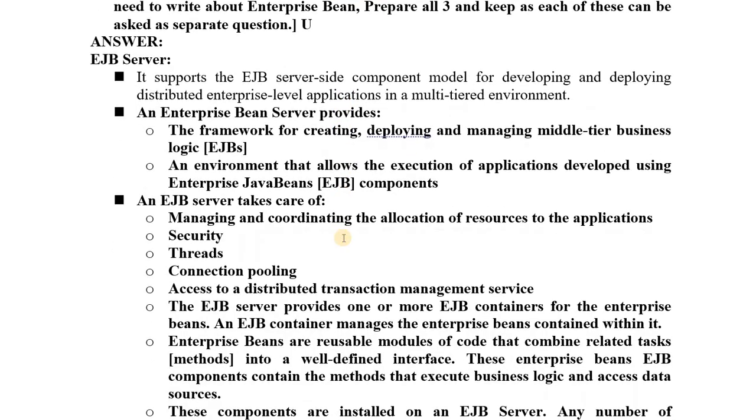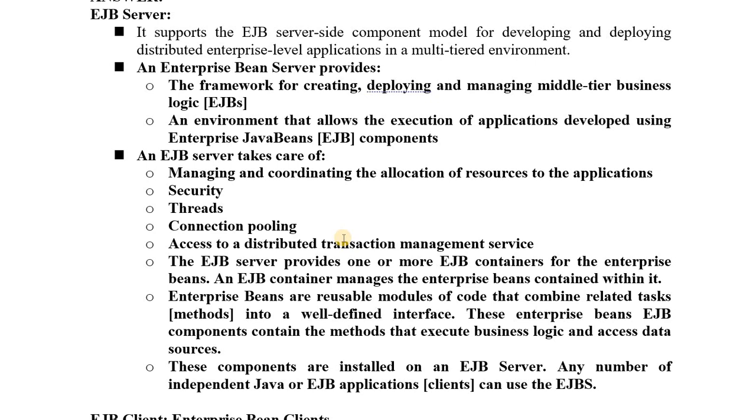So the first thing that we deal with is the server. Now in the entire architecture, the server is at the base. So there is a server, on top of the server there is a container, and inside the container obviously there is your EJB. The server basically gives you a framework for creating, deploying and managing your enterprise beans. So whatever environment is needed for execution of the applications developed using EJB is provided to you by the server.